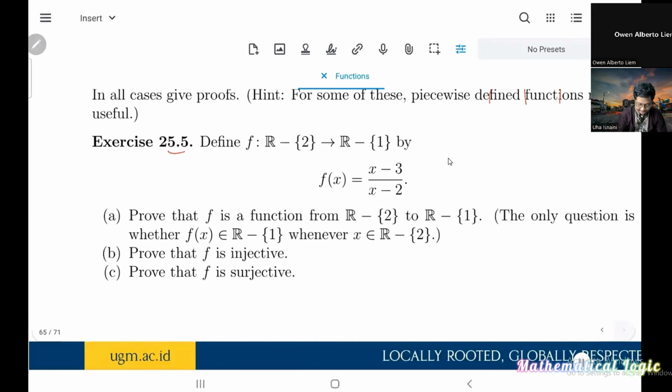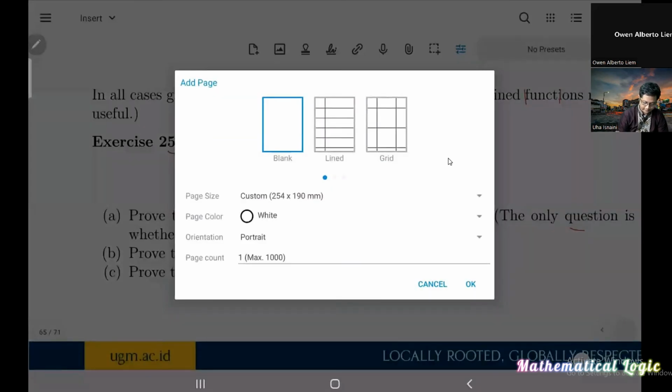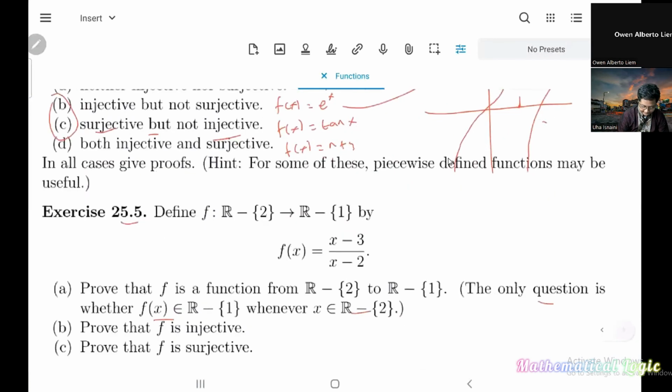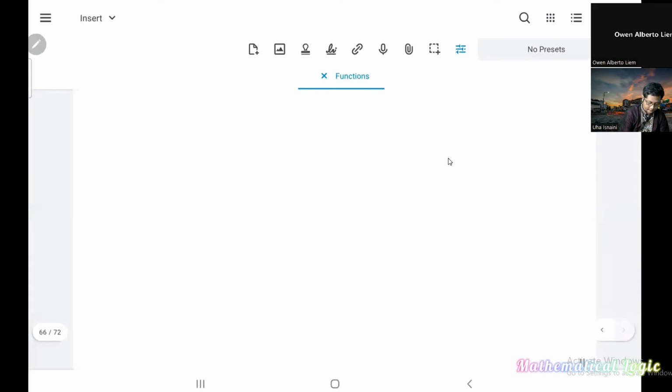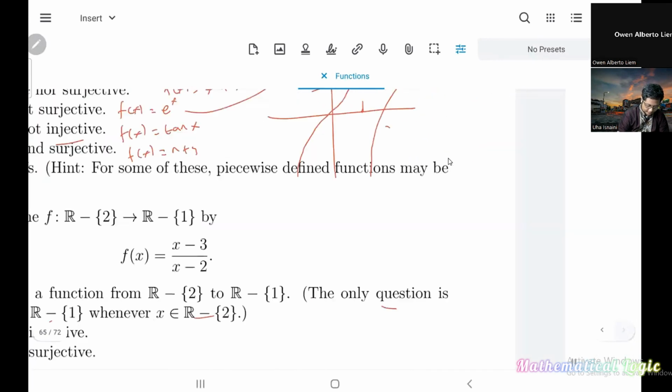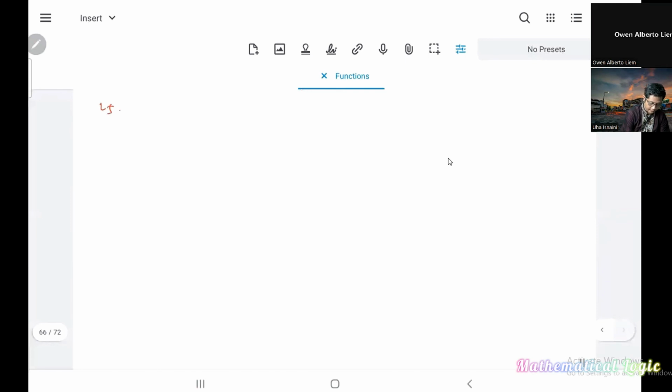And this one is for the last one because we run out of time. And for point A, do you know how to do this? So this one, the only question is to check f(x) cannot be equal to 1, right? So they only ask when is it equal to 1. So just check it. That's the question, right? 25.5.